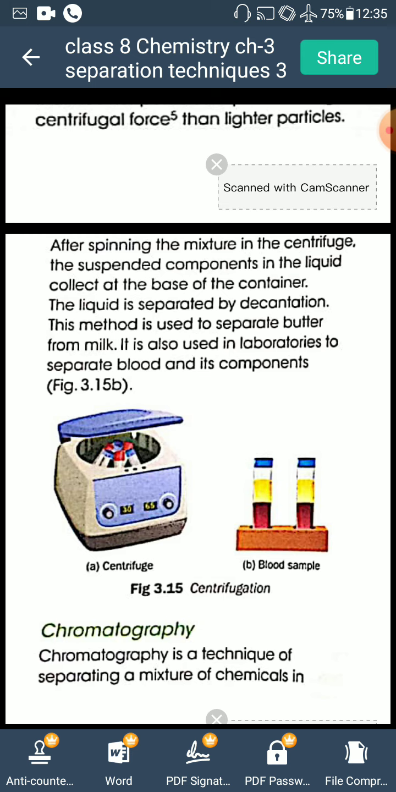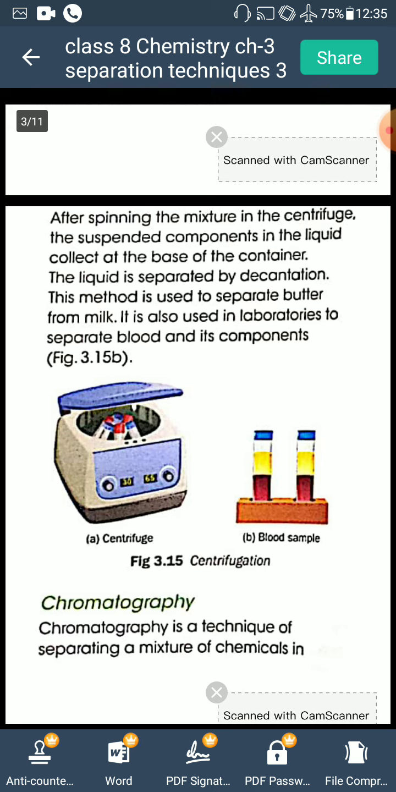After spinning the mixture in the centrifuge, the suspended component in the liquid collects at the base of the container. The liquid is separated by decantation. This method is used to separate butter from milk. It is also used in laboratories to separate blood and its components.